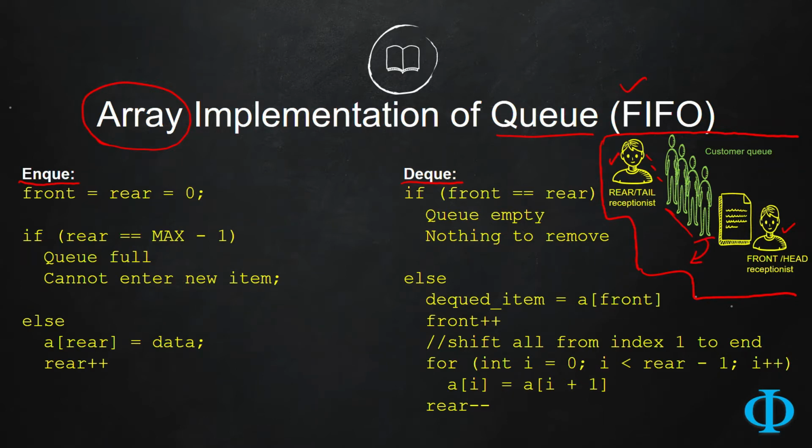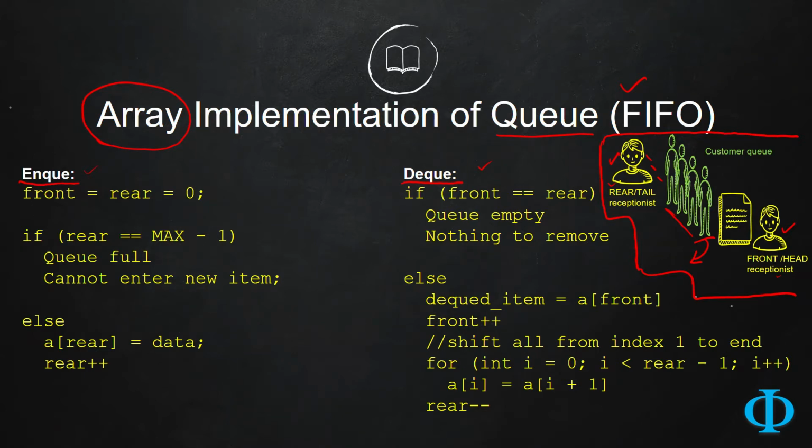out from the queue. So this rear receptionist is helpful in the enqueuing operation when the customer or data item is entering the queue, and the front or head receptionist is helpful when we are trying to delete a customer or dequeue an item from the queue.